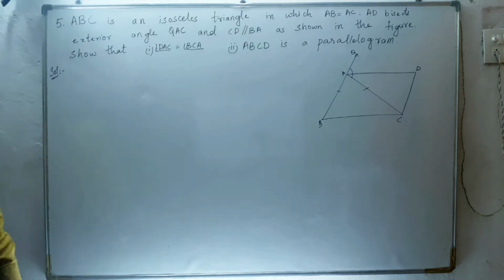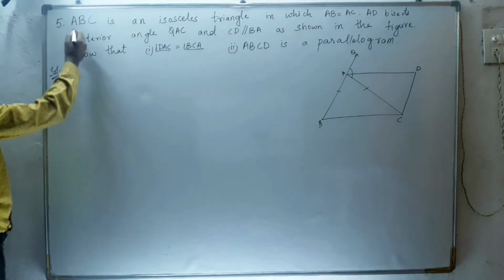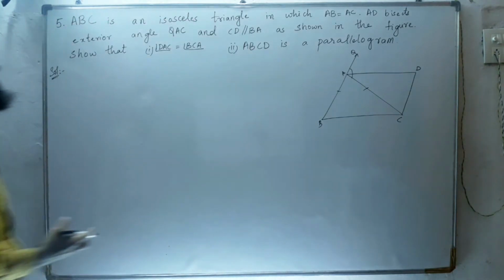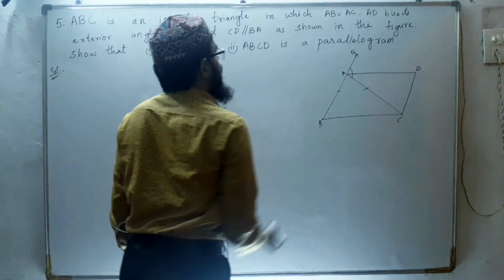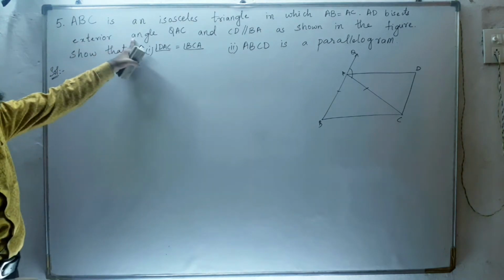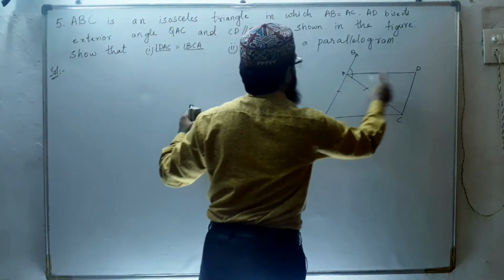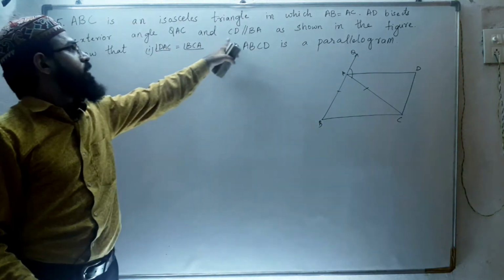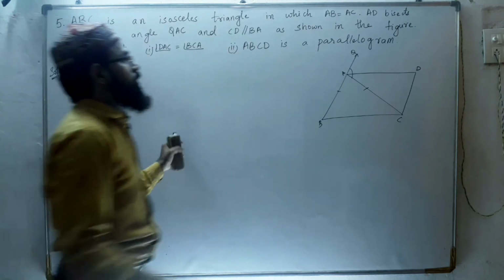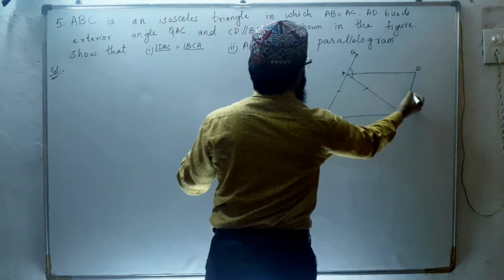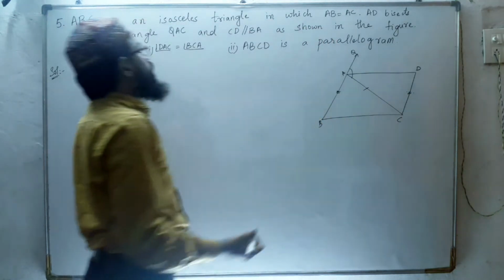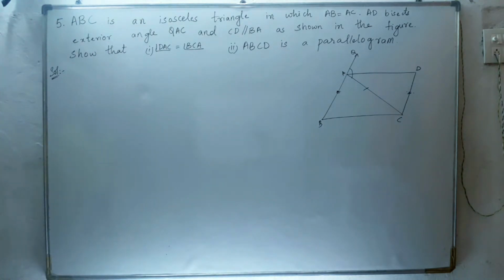Exercise number 8.3, fifth problem. ABC is an isosceles triangle in which AB is equal to AC. AD bisects the exterior angle, so AD is bisecting this angle QAC, and CD is parallel to BA. This is also given: CD is parallel to BA as shown in the figure. Show that angle DAC is equal to angle BCA.